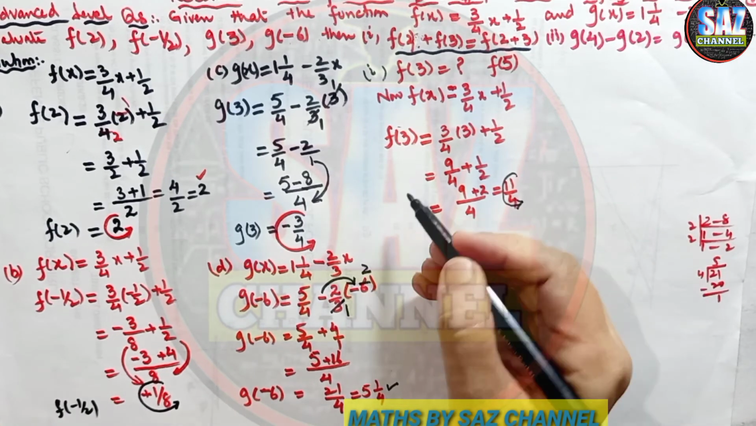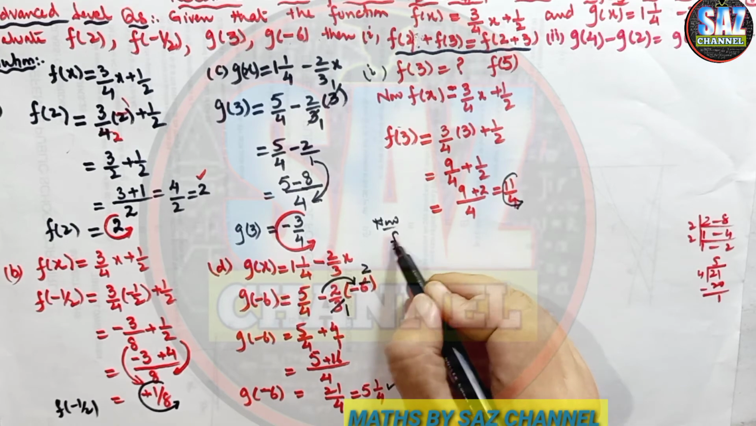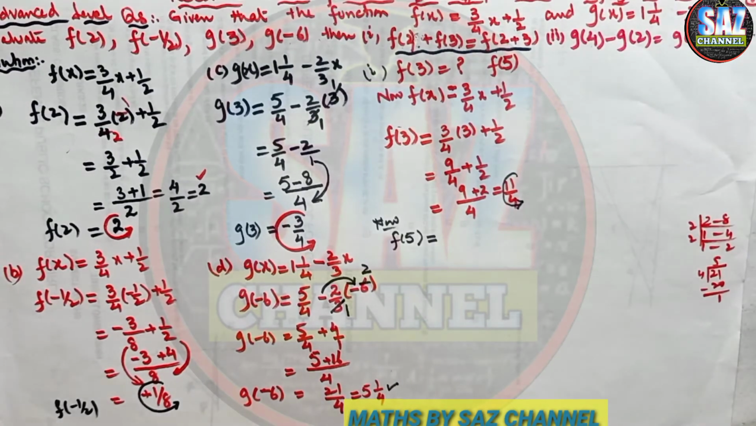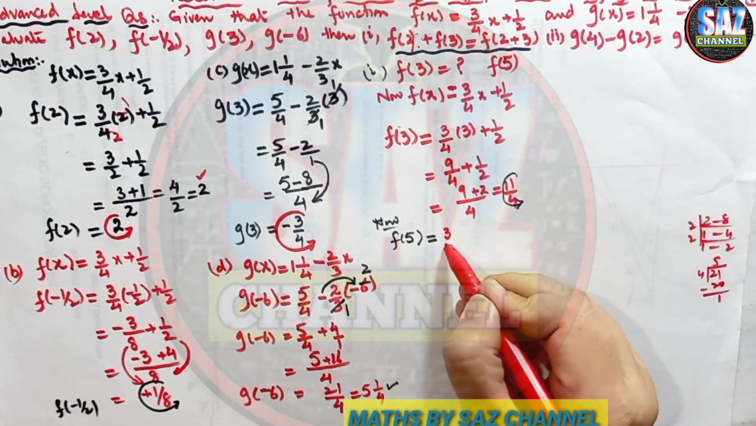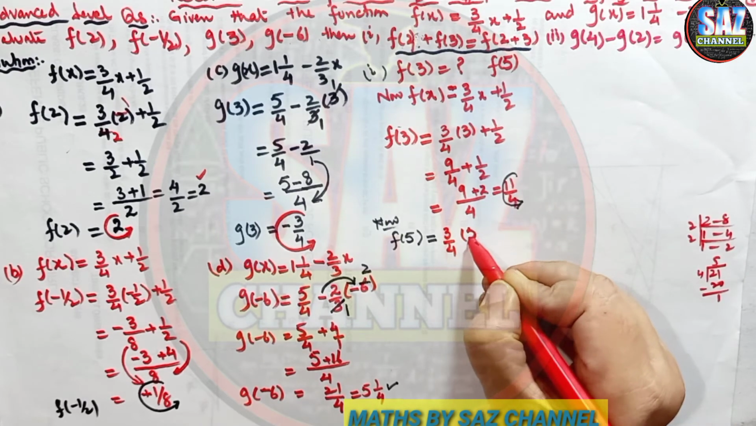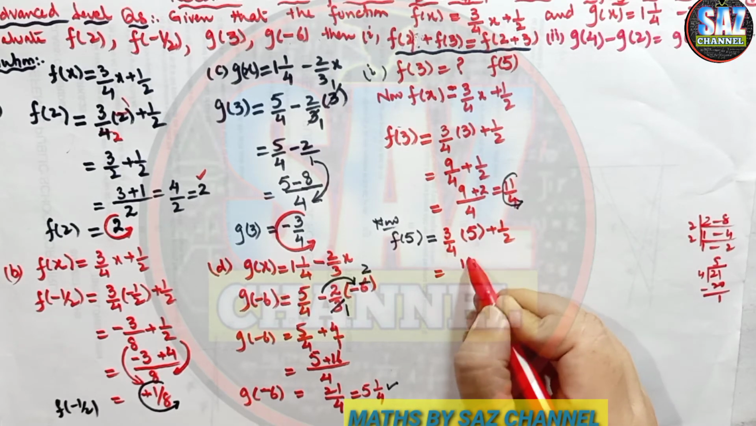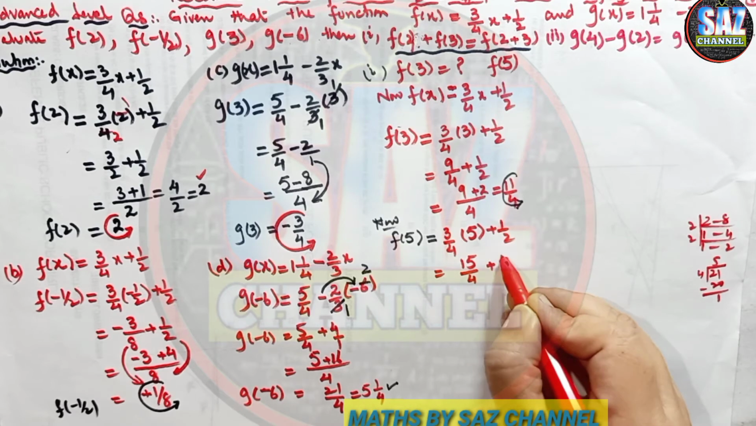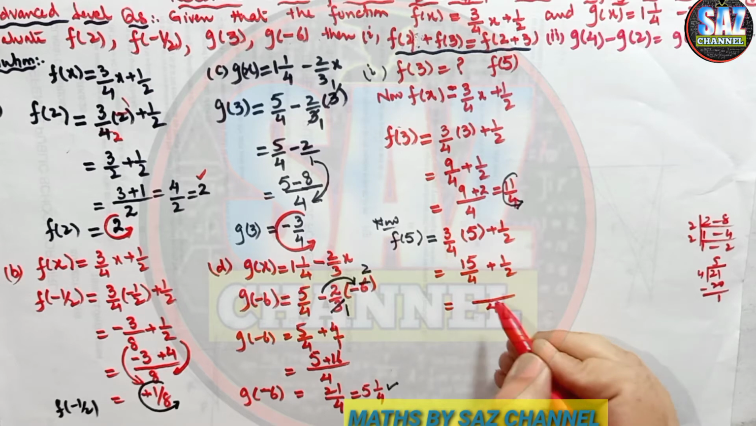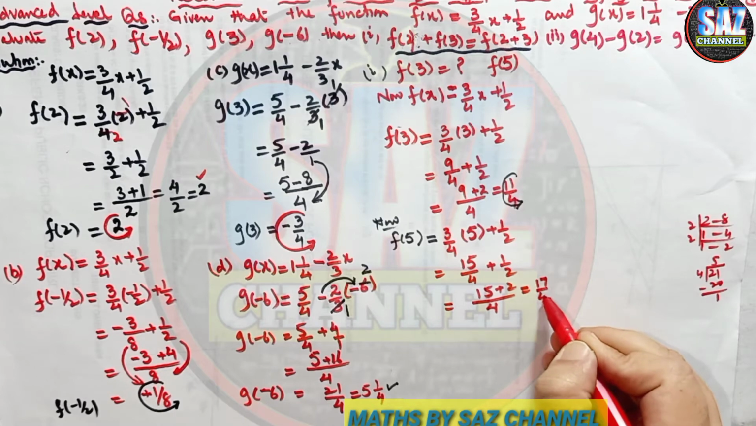And then f of 5. Now f of 5 will be equal to 3 by 4 into, instead of the variable replace 5, plus 1 by 2, this will become 15 by 4 plus 1 by 2, and it will take the form: 4 will be the LCM, 15 plus 2, which is equal to 17 by 4.